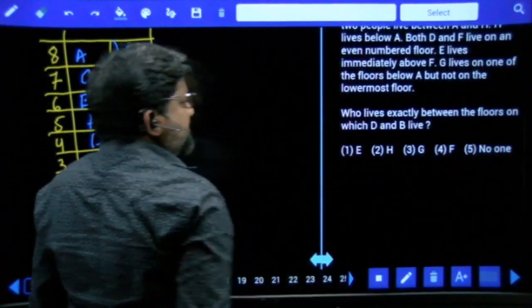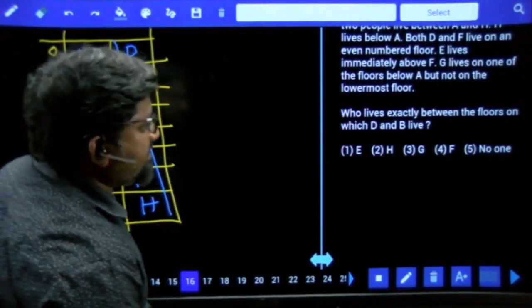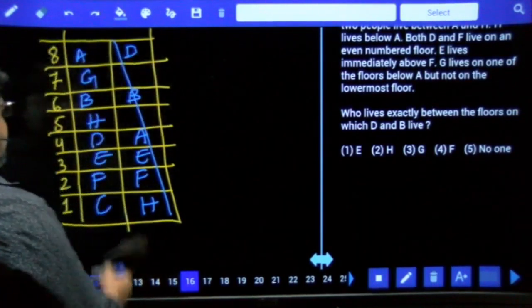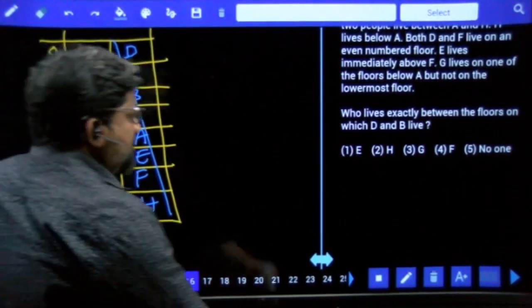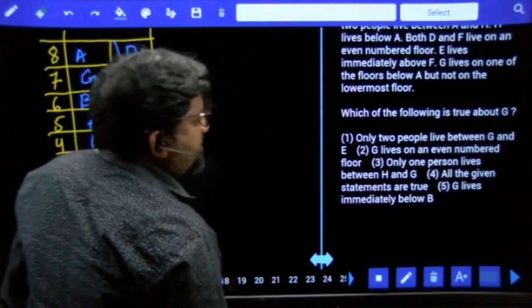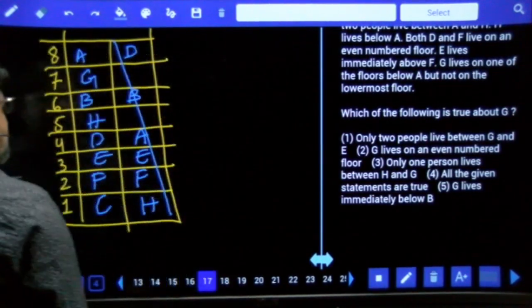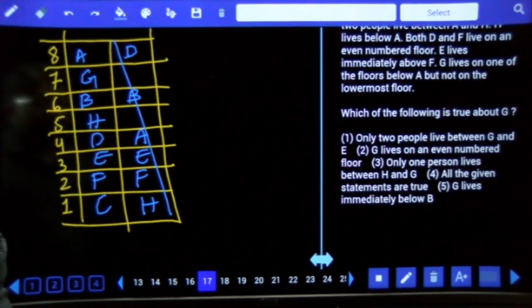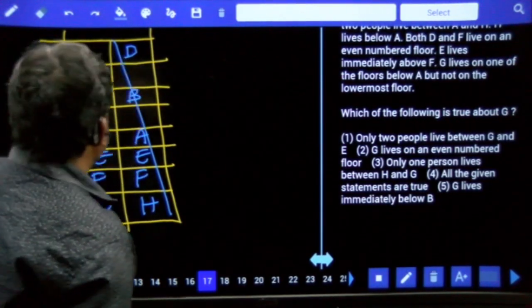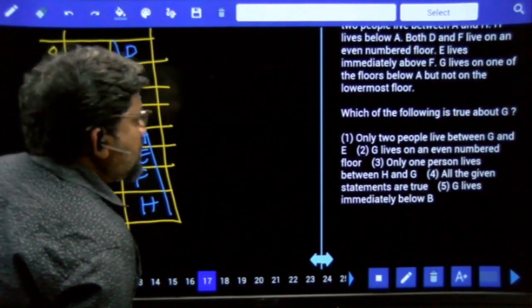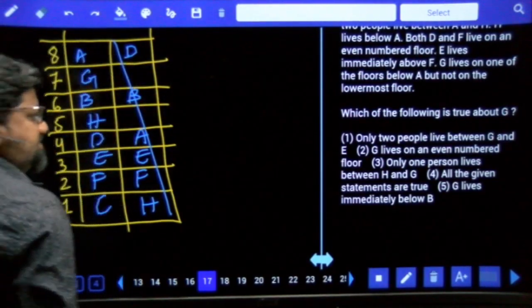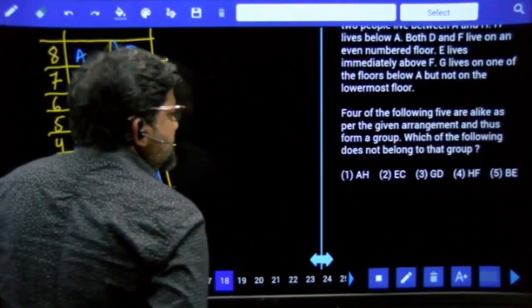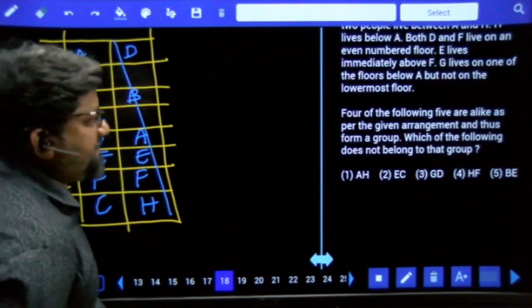So this is the question. Who lives exactly between the floors on which D and B live? Immediately between D and B is H, option 2. Which of the following is true about G? Only two people live between G and E. Is it so? No, no, there are three people. G lives on an even number floor. No, it's odd. Only one person lives between G and H. Absolutely right. Third option.